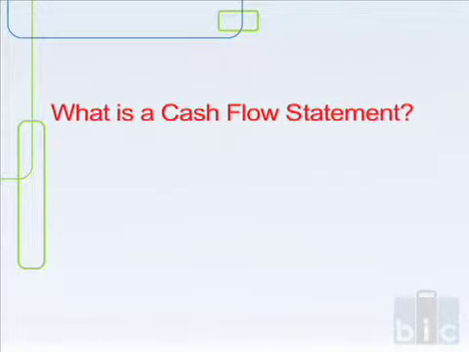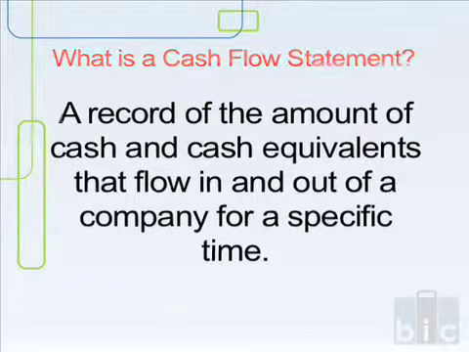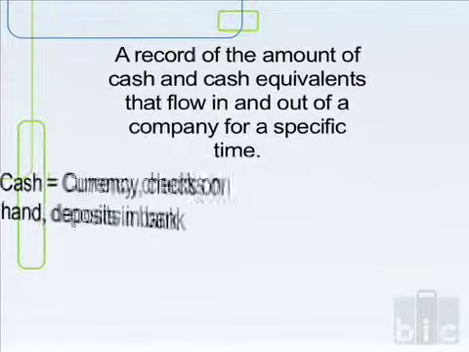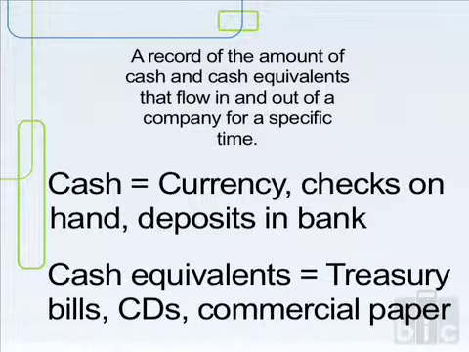What is a cash flow statement? It is a record of the amount of cash and cash equivalents that flow in and out of a company for a specific time. Cash includes currency, checks on hand, and deposits in the bank. Cash equivalents are short-term, temporary investments, such as treasury bills, certificates of deposit, CDs, or commercial paper that can be quickly and easily converted to cash.